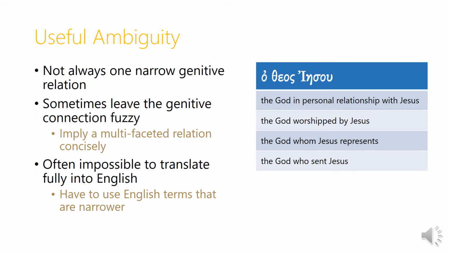Sometimes New Testament authors and other Greek authors deliberately make use of the ambiguity in the genitive case. And so if we have a phrase like ho theos Iēsou, the Jesus God, does that mean the God in personal relationship with Jesus? The God worshipped by Jesus? That's another possible relationship between them.